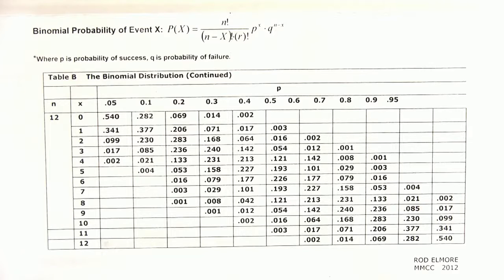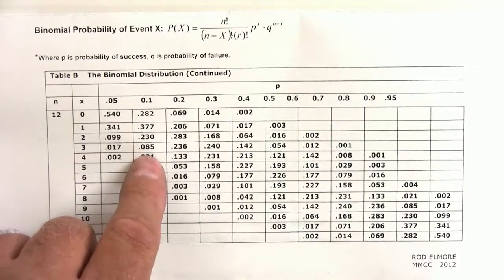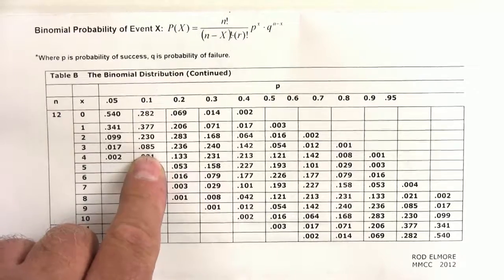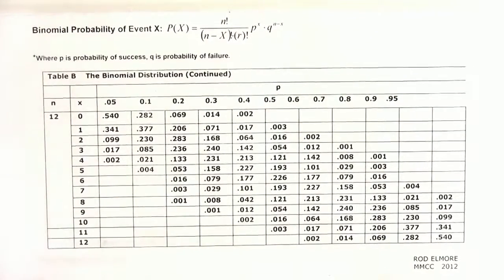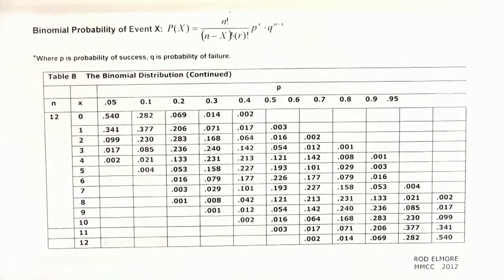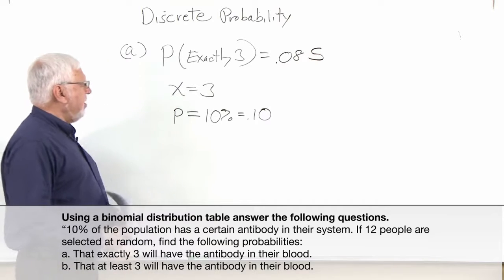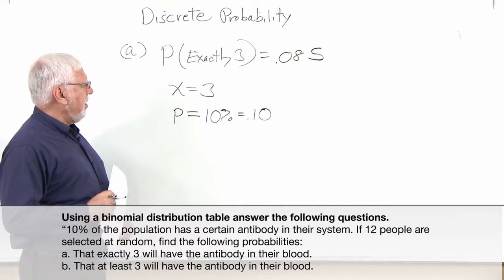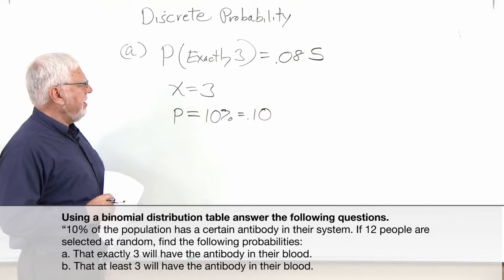So we go over here and we look at our table. We've got to have exactly 3. We go over to 0.1 or 0.10, and we find 0.085. So that's our answer, 0.085. So we don't have to do any calculation. We're just using our table. Could we have used our binomial distribution formula? Yes, we could have. But we're just using a table here.